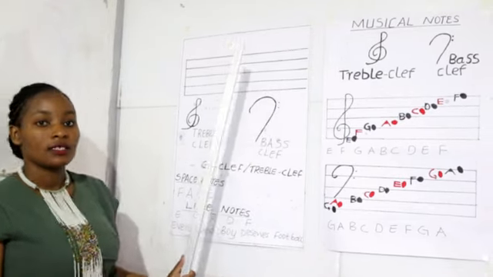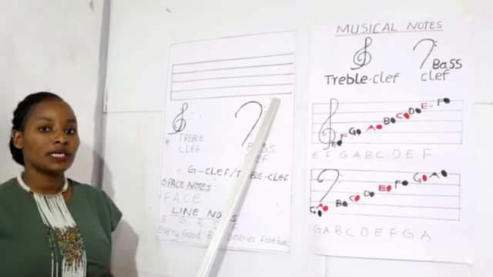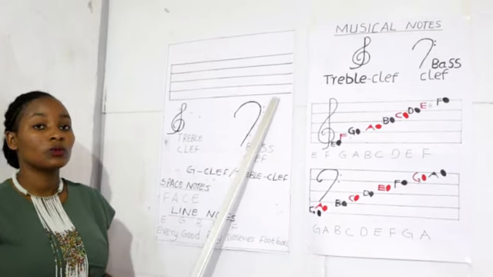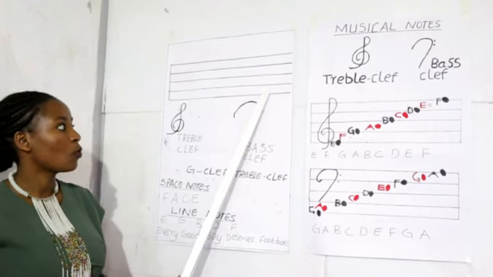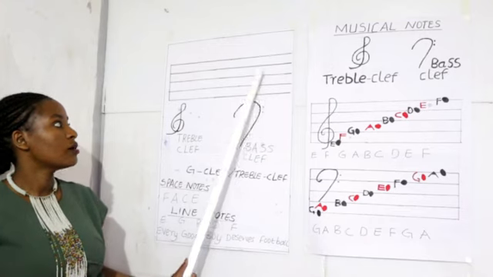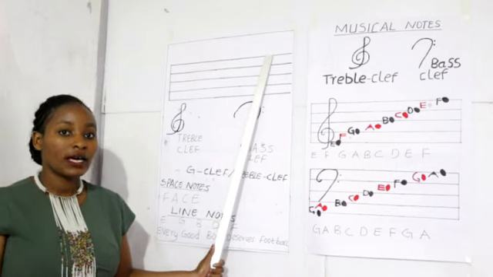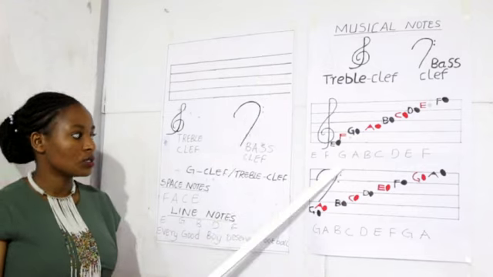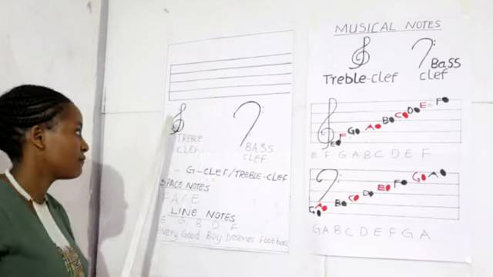So I have said this. The first thing, we have the staff. And for the beginners, we are going to look at the staff that is made up of 5 lines. So we have 1, 2, 3, 4, 5. Then from there, we cannot know the musical notes to place on the staff until we have the clef.